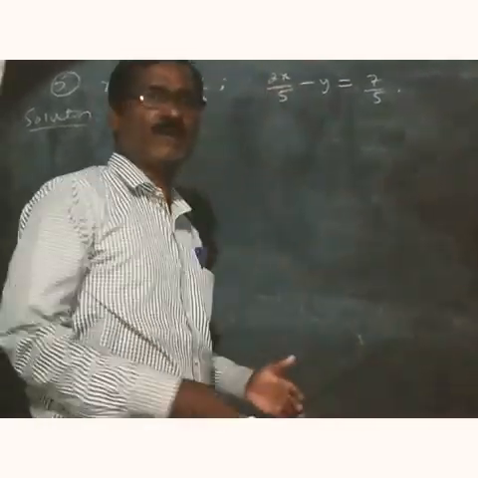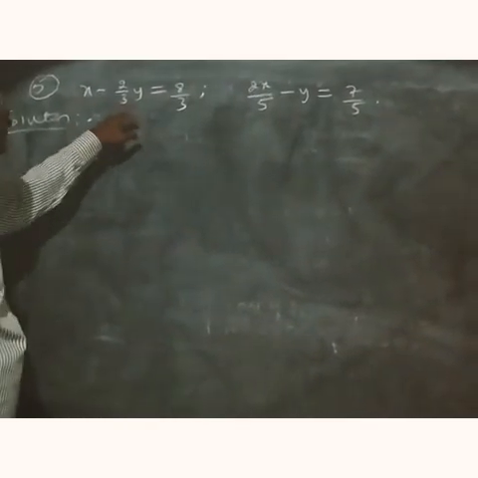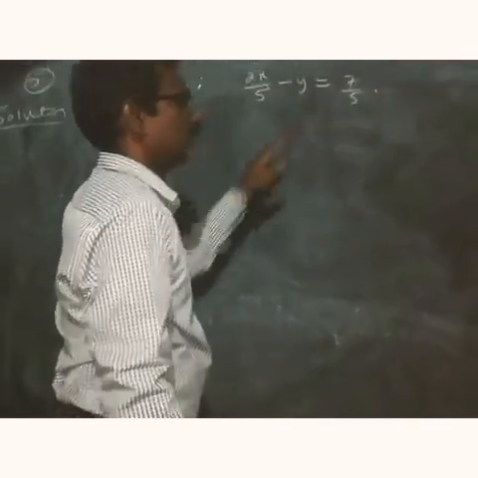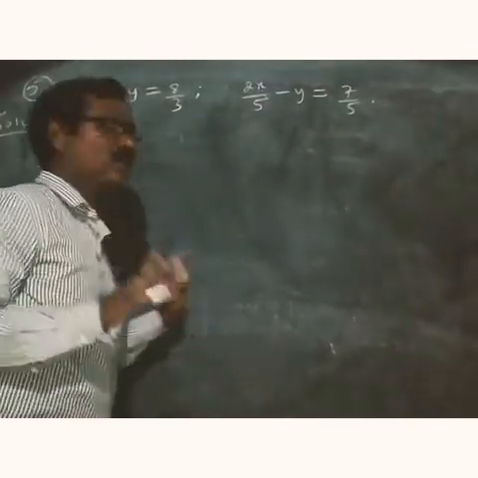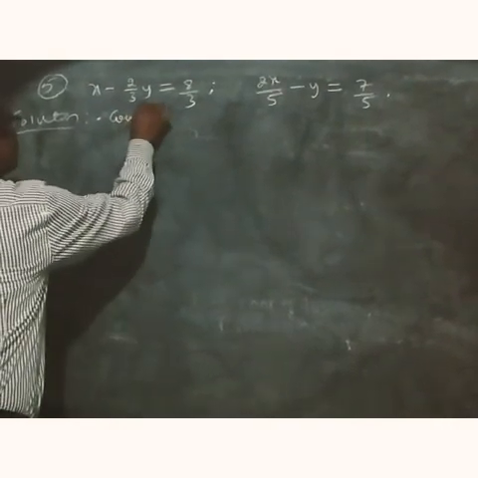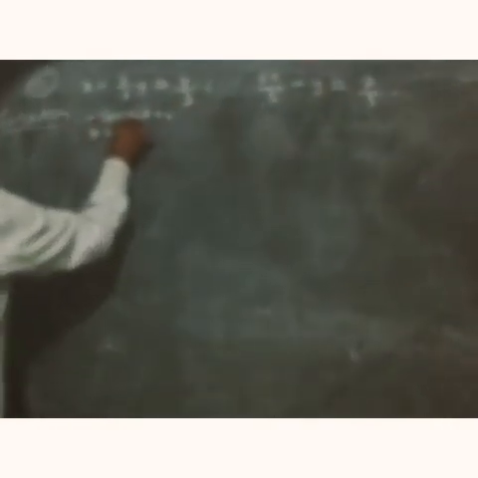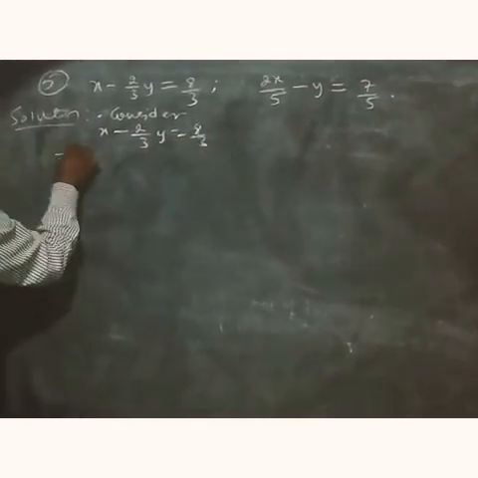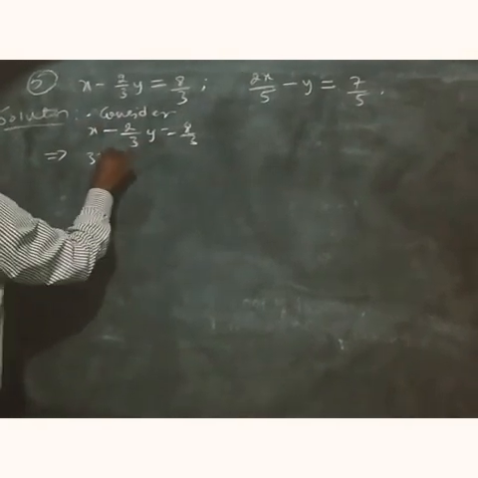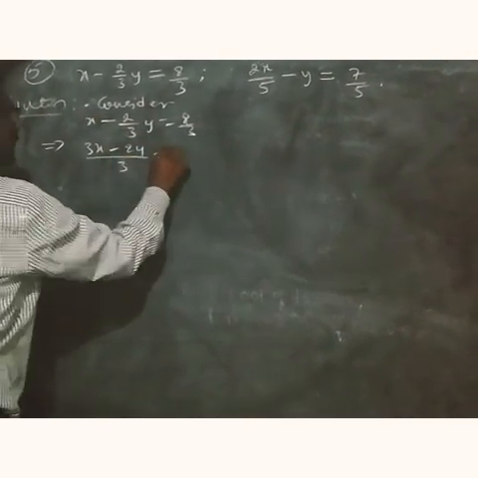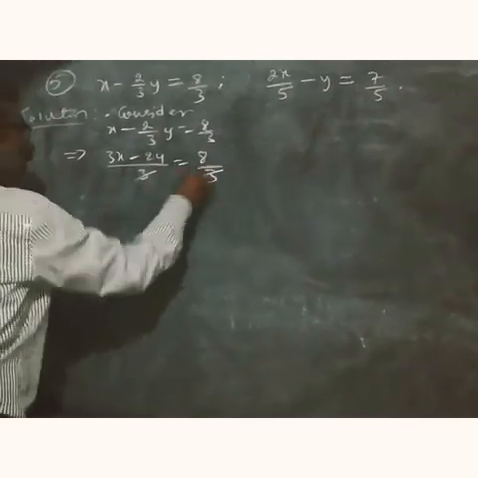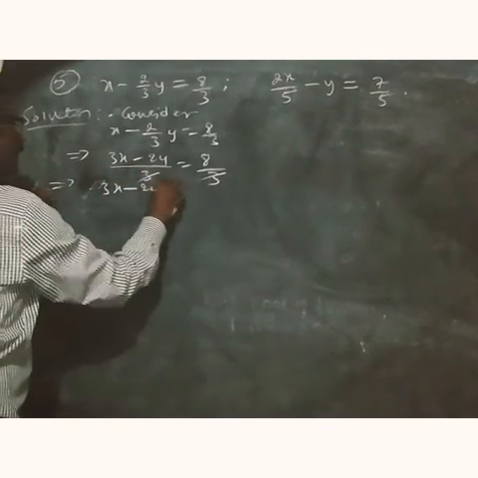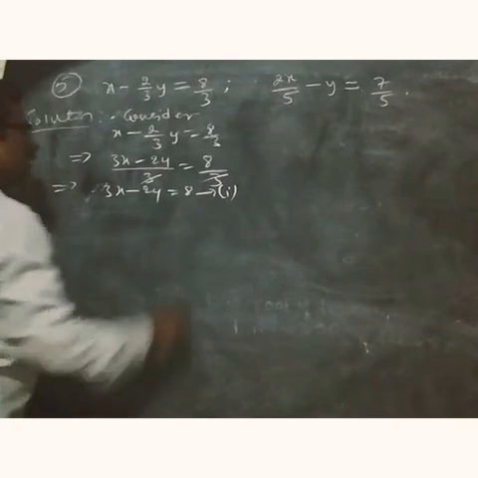Now we go to the fifth problem: x minus 2 by 3 y is equal to 8 by 3, and 2x by 5 minus y is equal to 7 by 5. These two are fraction type problems. Let me take the first equation, x minus 2 by 3 y is equal to 8 by 3. So this implies 3x minus 2y divided by 3 is equal to 8 by 3. 3 will get cancelled. This implies 3x minus 2y is equal to 8. This is equation 1.